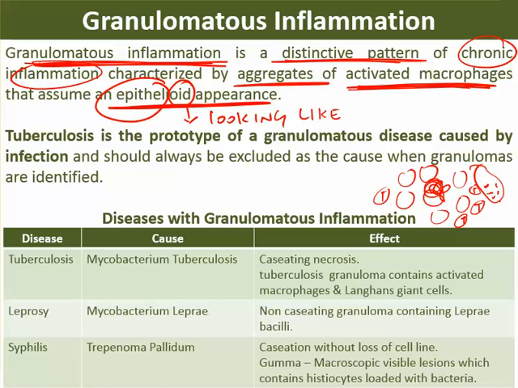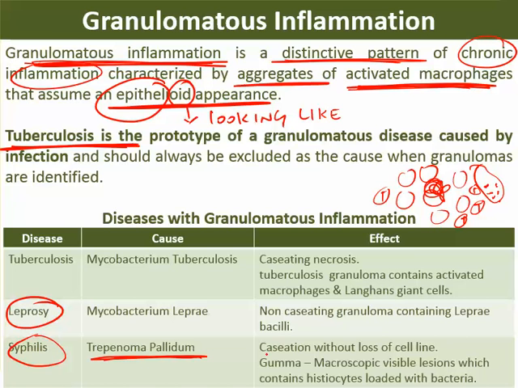The best example is tuberculosis. Tuberculosis is the prototype of granulomatous inflammation, and there are other diseases that produce granulomatous inflammation. One is leprosy, the other one is syphilis. Syphilis is caused by a bacteria called Treponema pallidum. It is a sexually transmitted disease.